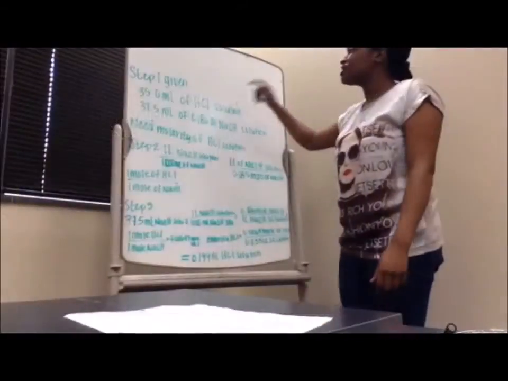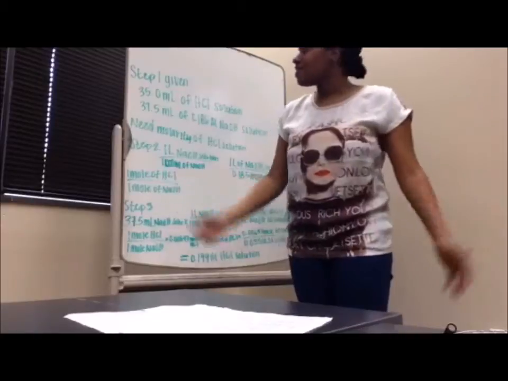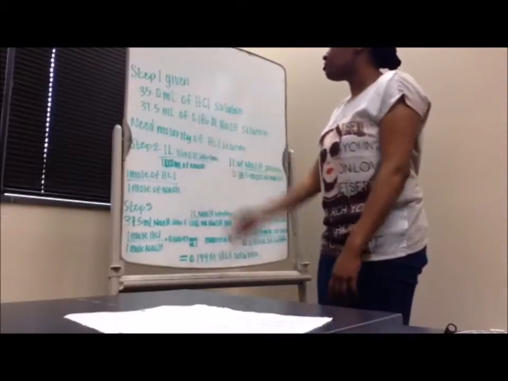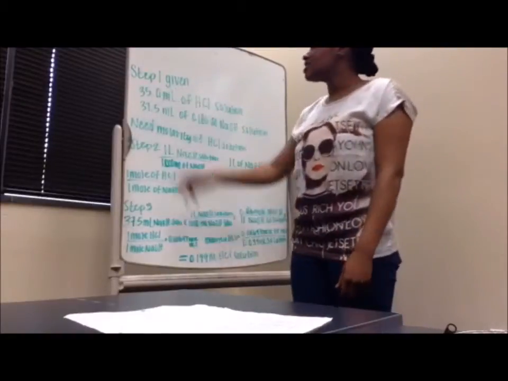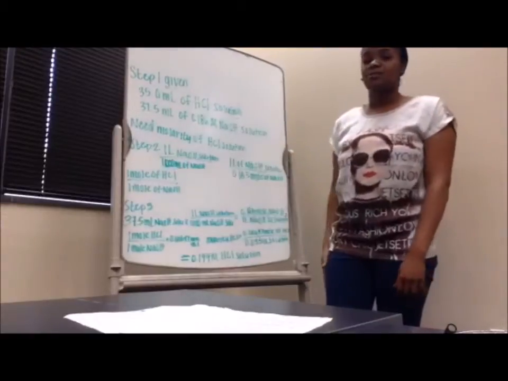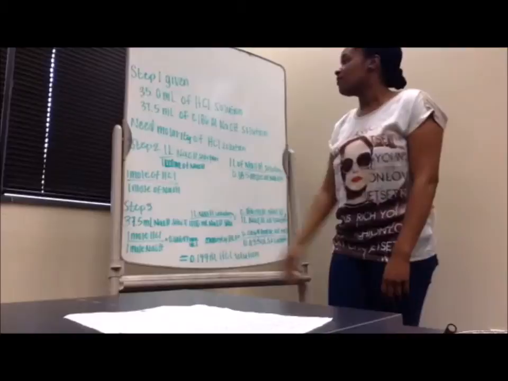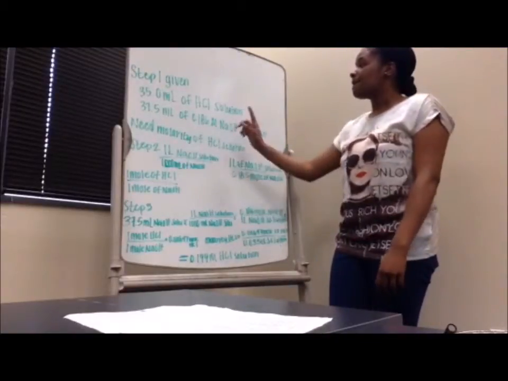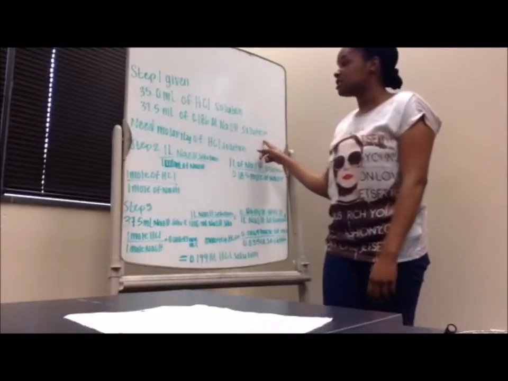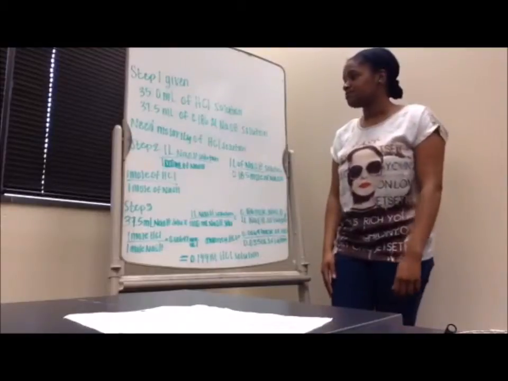First we would start off with step 1, which is the given step. So what you have given, or what you need, should go in step 1. What we have given is 35 milliliters of HCl solution. We have 37.5 milliliters of 0.86 molarity NaOH solution, and we need the molarity of the HCl solution.